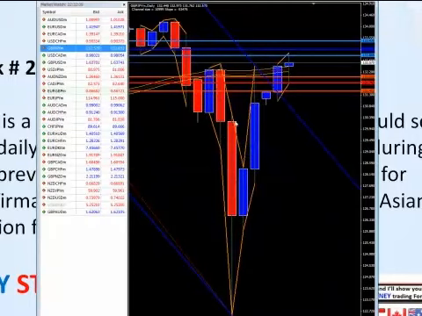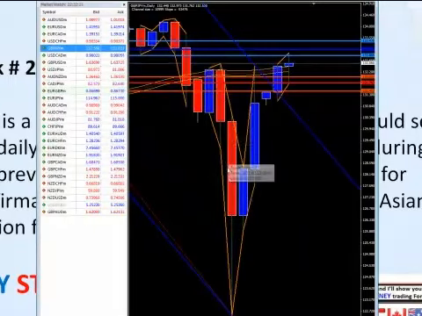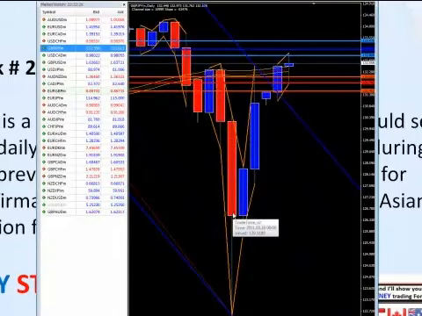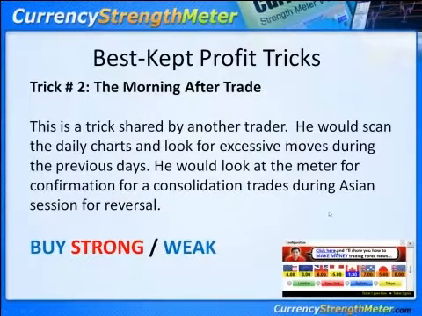And once the market closes and opens for the next day, he would be looking at the meter to see if there's any kind of reversal developing, meaning that the strength he saw in the previous day is starting to reverse. If he sees that, he would take a reversal trade. So he's looking for the market to consolidate, to make a correction from the previous day's excessive move. If one day the market has been very strong, the very next day he's looking for the market to be very weak for that currency pair.